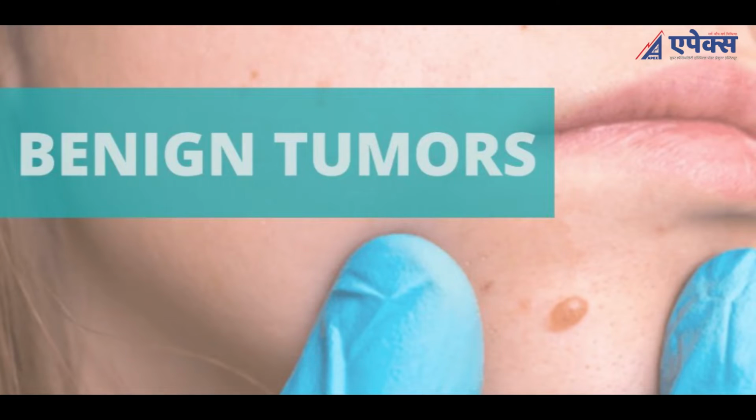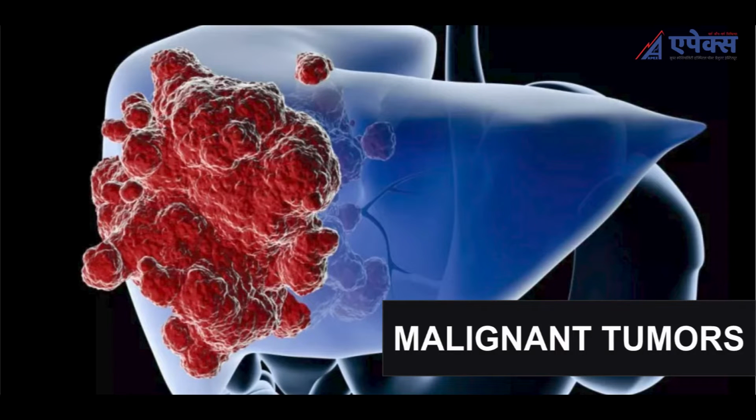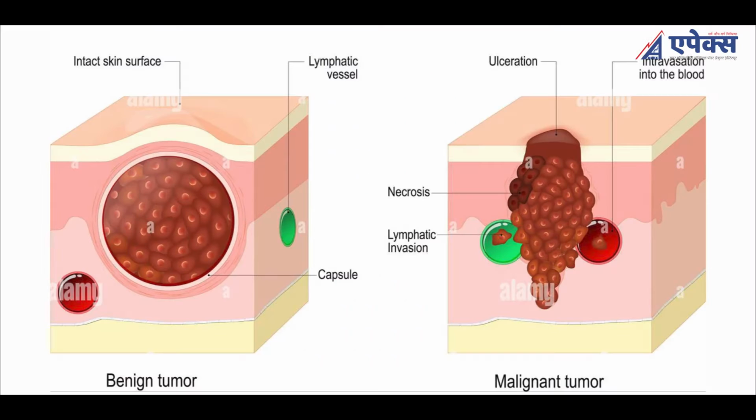Benign tissues are usually non-malignant and they grow at a slower pace, whereas malignant tissues are cancerous and they grow at a faster pace. If we see clinically, benign tumors are smooth, they are well encapsulated and they are usually not attached to deeper structures, whereas malignant tissues are irregular, usually non-encapsulated, and they are usually attached to deeper structures or surrounding structures.